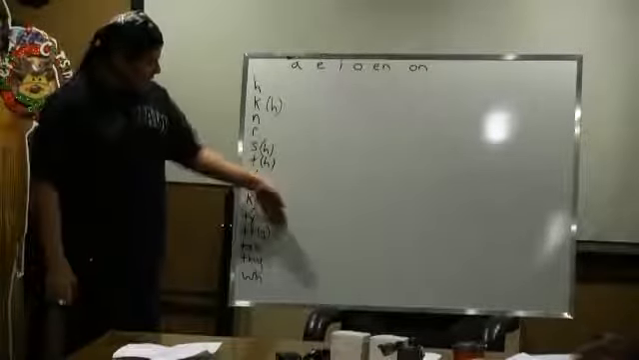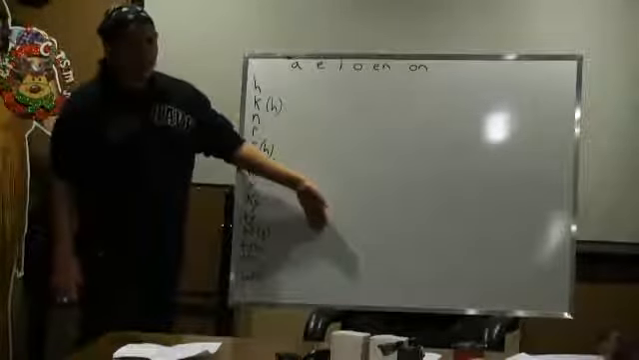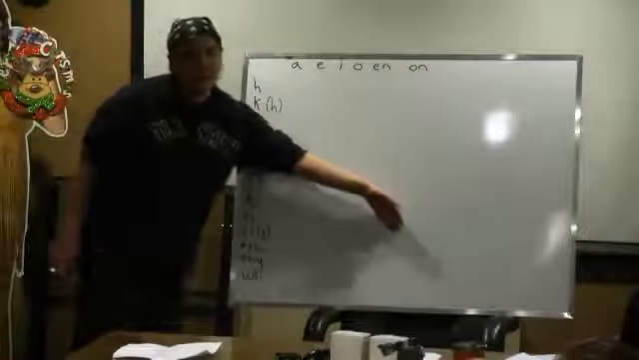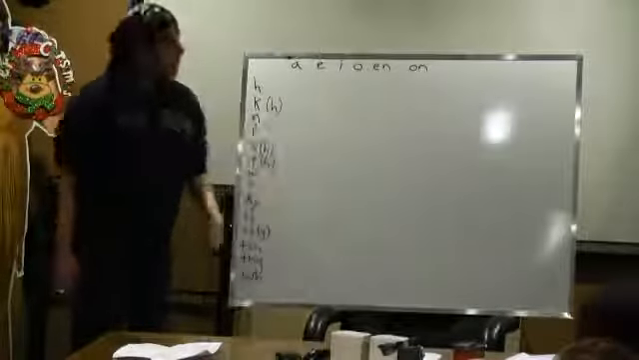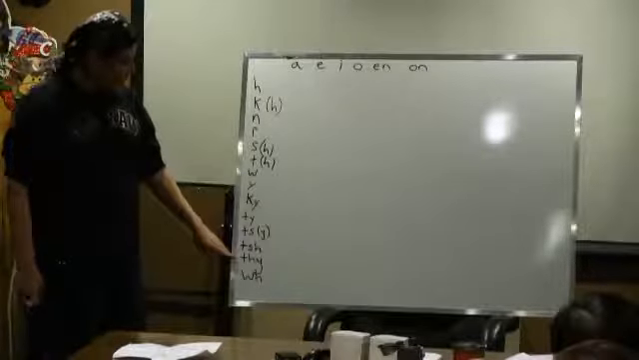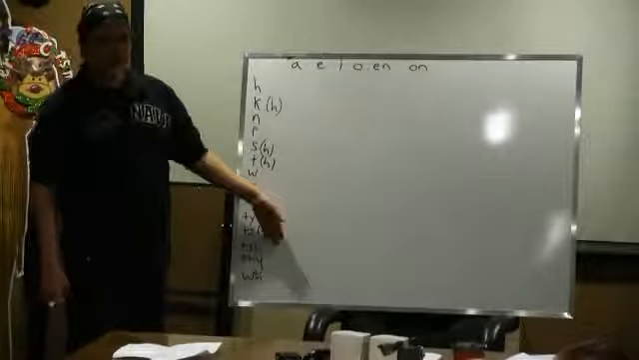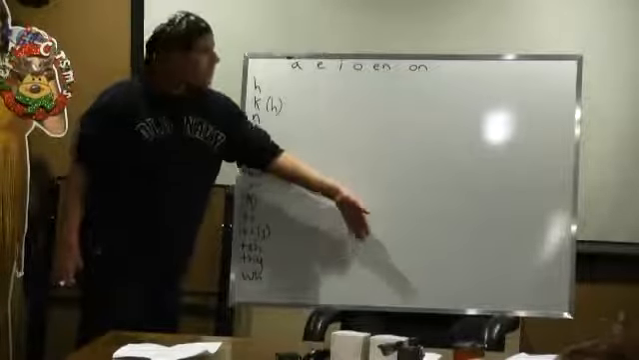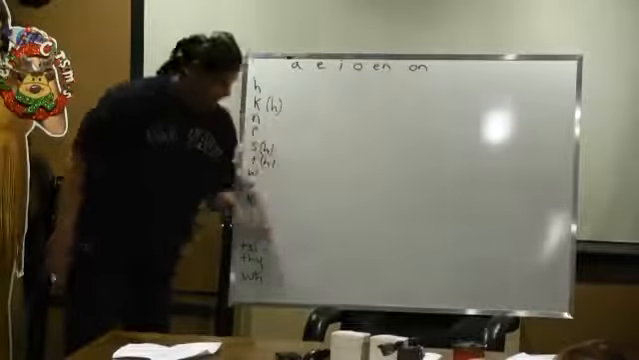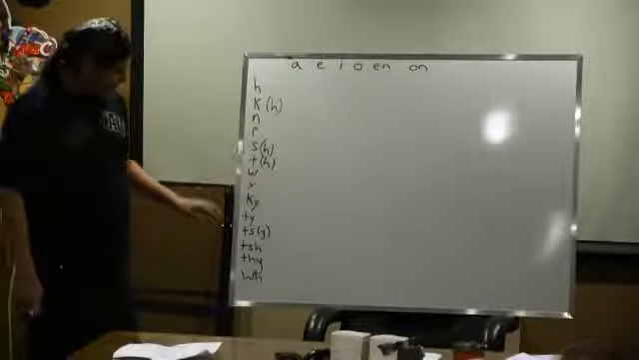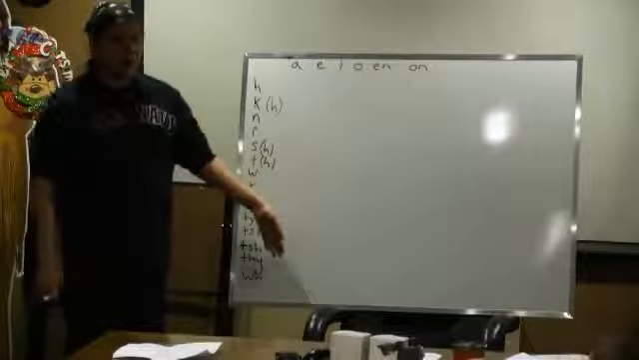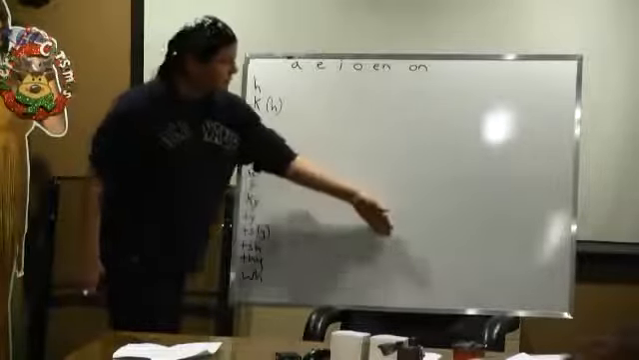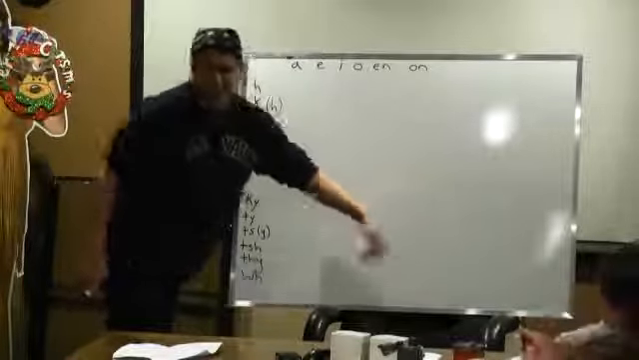T-S-H: ta, te, to, tong. T-H-Y: cha, che. And doesn't exist with an I. Cho, chion, chun. W-H: fa, fe, fi. Fo doesn't exist. Fa, fun.